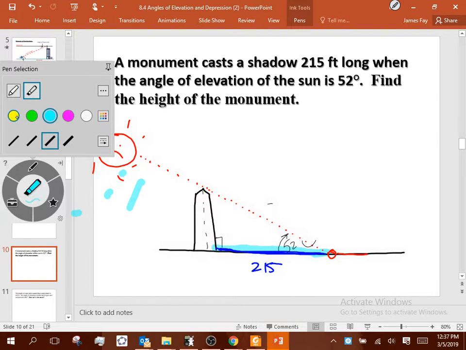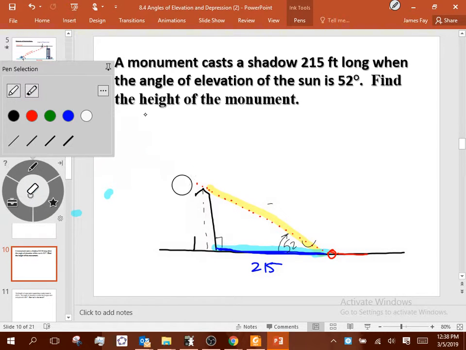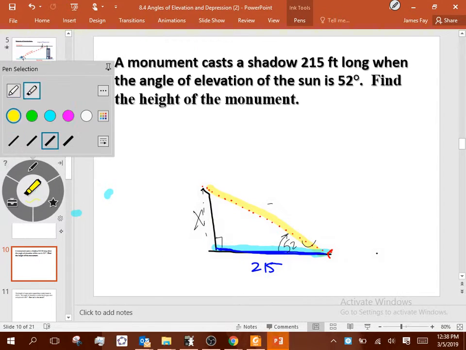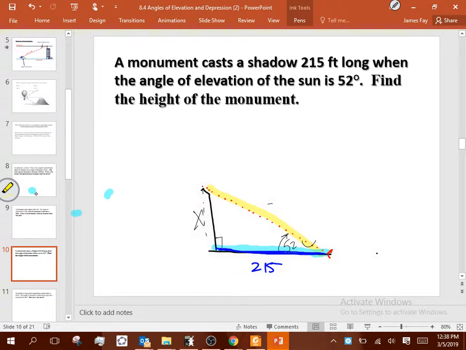You would find it very, very difficult to find that length with a tape measure. Does that make sense? Okay. But now if I wipe away all the context of the problem, do I have a right triangle in which I'm trying to find that length right there? Does that make sense to everybody? So which trig ratio would I use? Just tangent again. So tangent 52 is equal to opposite over adjacent.